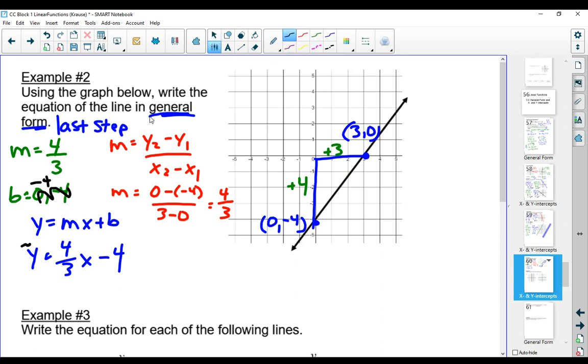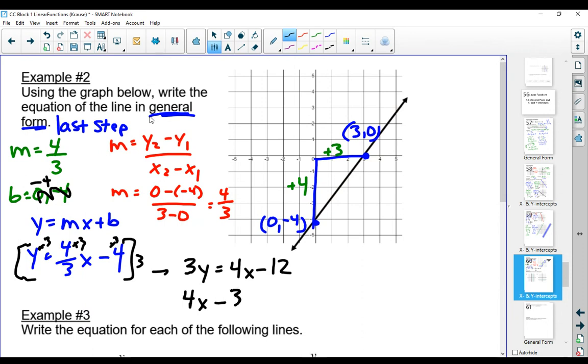So the first thing we have to do is get rid of our fraction. So we're going to multiply everything by 3. Or you put brackets around to show you multiplied by 3. So that's going to give us 3y equals 4x minus 12. The x is positive, so we're going to bring the y over, and our final answer will be 4x minus 3y minus 12 equals 0. Notice the 3y is the only one that moved, so the 3y is the only one that changed signs.